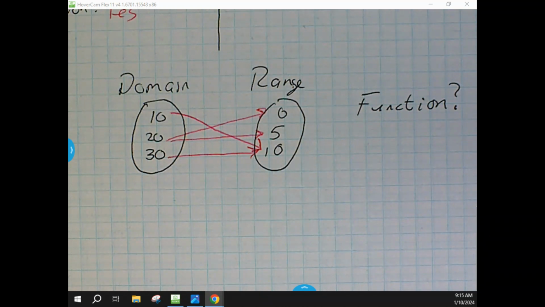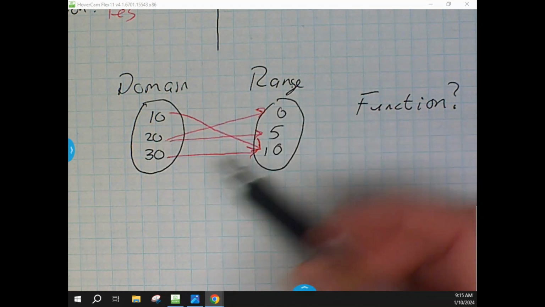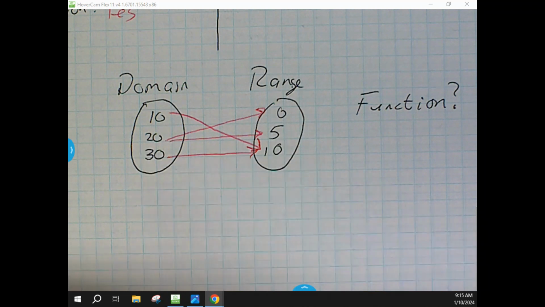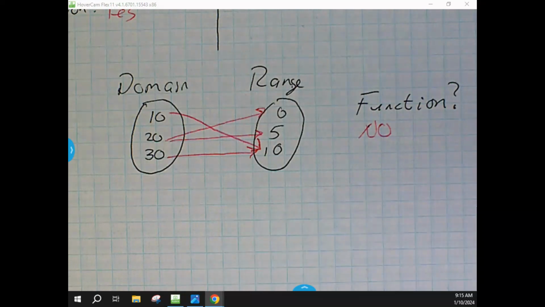Okay. And it still comes down to that same thing, as long as there's no repeats in this. That's okay. So if you look at this one, this point would be at 10, 10. This point is at 20, 0, but this point also goes to 20 and 5. So function or not for this thing? We would say no, because there's two x values.